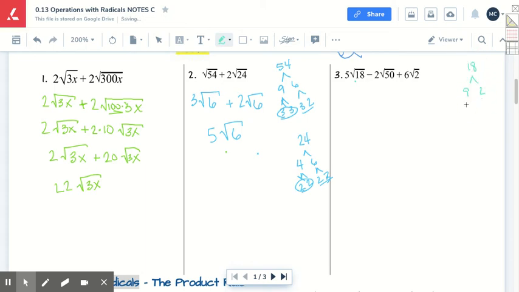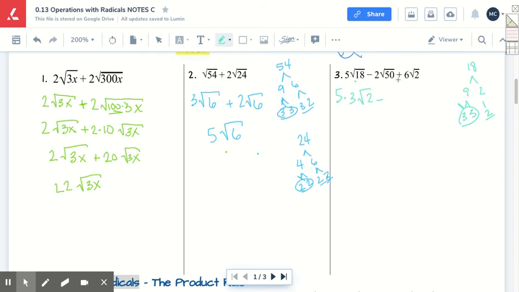18 is 9 times 2. 9 is 3 times 3. So I have a pair of 3s, so I can pull out 1 3 for that pair, and that leaves a 2 on the inside. So this would say the 5 that was already there times 3 times the square root of 2.